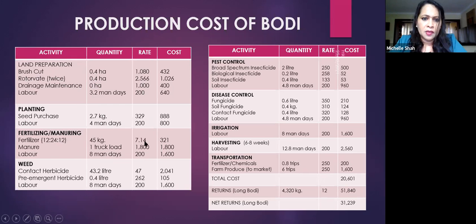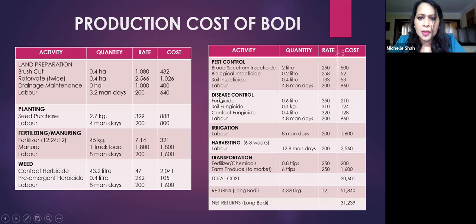Following fertilizing, we have weeding of the bodhi, where we apply contact herbicides and pre-emergent herbicides, and we use 8 man-days of labor for these applications. After weed control, we look at pest control, and we would have to apply broad spectrum insecticides as well as biological insecticides and soil insecticides. And the labor would be 4.8 man-days. And the costings are again shown in the last column.